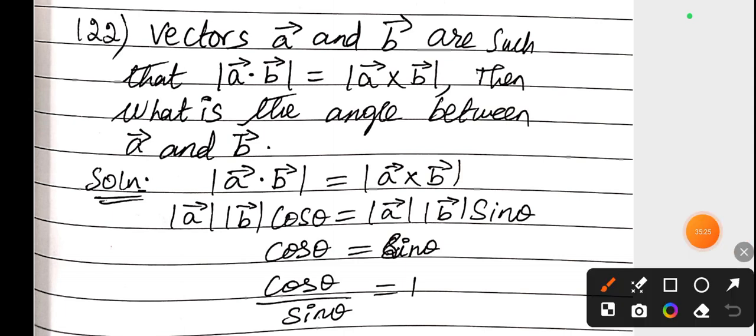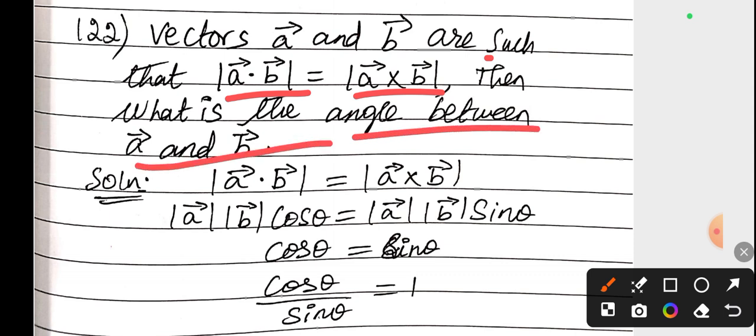Vectors a vector and b vector are such that magnitude of a dot b equals magnitude of a cross b. Then what is the angle between a vector and b vector? So you can equate both. Magnitude of a dot b equals magnitude of a cross b. This is a very nice and expected question also. So we can write the dot product as magnitude of a vector, magnitude of b vector cos theta. And here magnitude of a vector, magnitude of b vector sin theta.